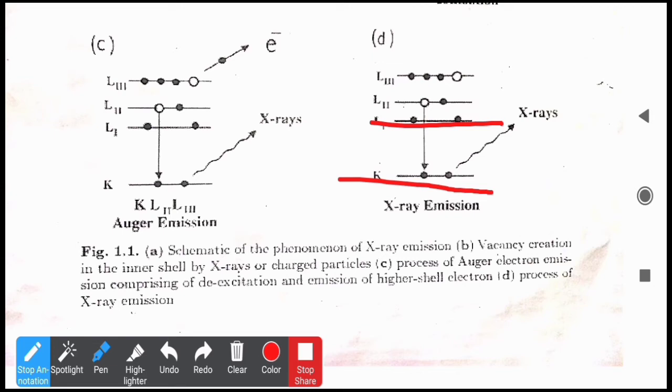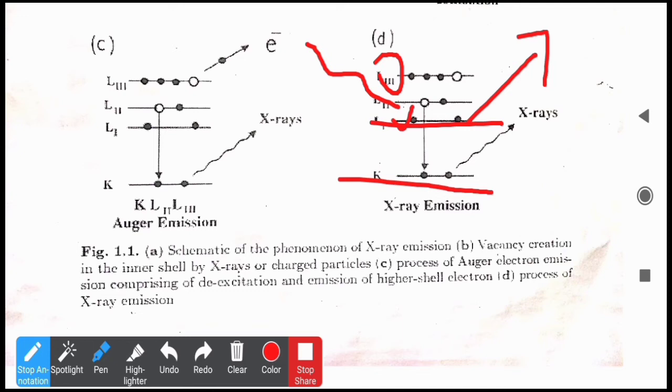Suppose a primary ion interacts with an L shell electron and removes it from the L shell. Then an outer electron, for example from L2 or L3, might come into the L1 state. The higher energy electron falls into the lower energy level in order to de-excite the ion. The energy released is given out in the form of an X-ray photon, hence the process is called the X-ray emission technique.